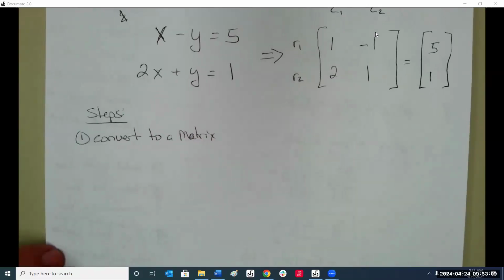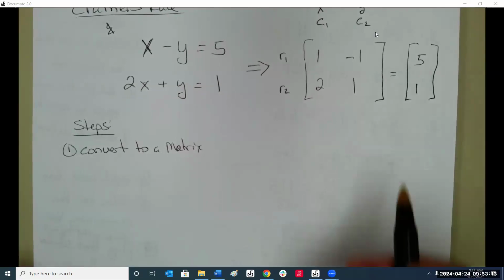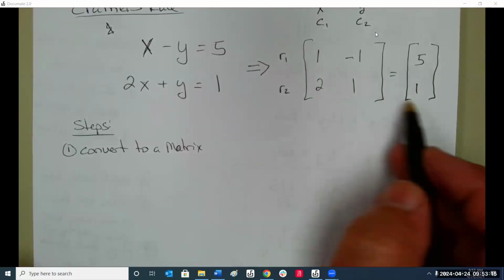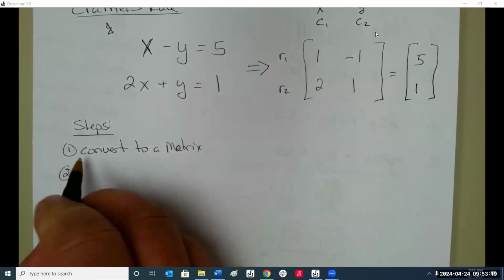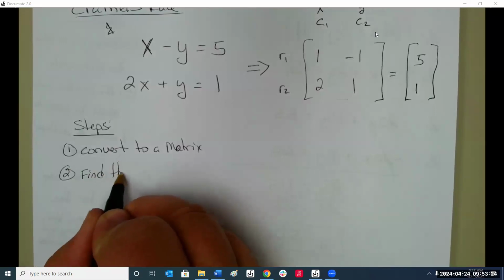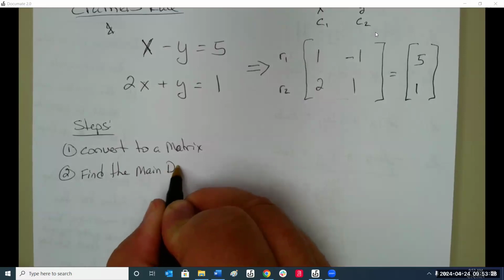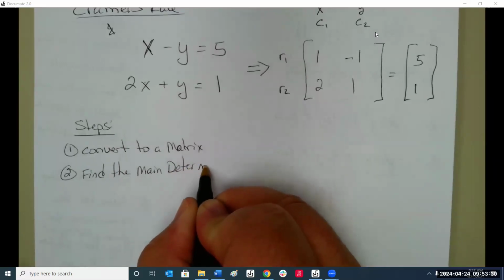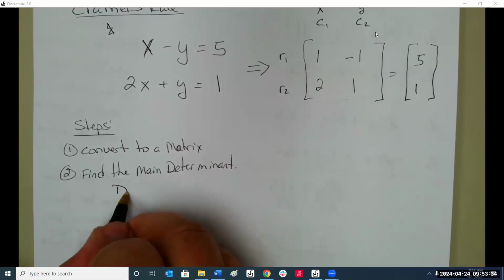Convert to a matrix. So we have the equation here and the answers here. Step 2. Find the main determinant, D.